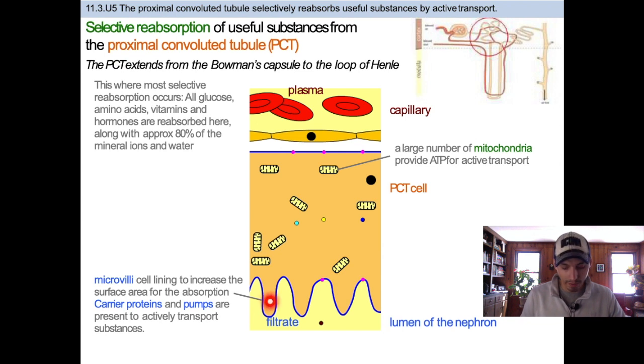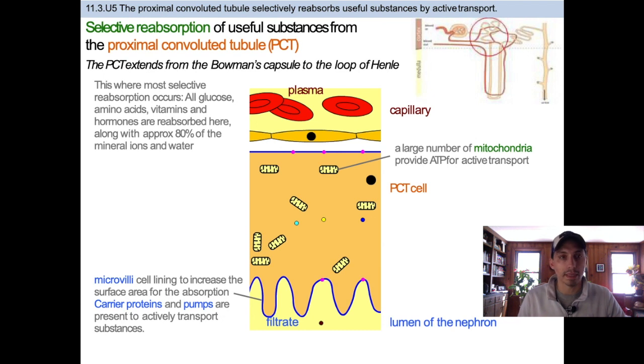So of course I have microvilli lining the cell because as we know from our study of digestion in topic 6, the microvilli are there to increase the surface area to improve absorption. There's also carrier proteins and some pumps, so things that I want to be in my blood are going to be taken out of the filtrate in through the PCT cell and back into the capillary. That requires a lot of energy, so naturally a PCT cell is going to have many mitochondria, so it can make as much ATP as possible to facilitate that active transport.